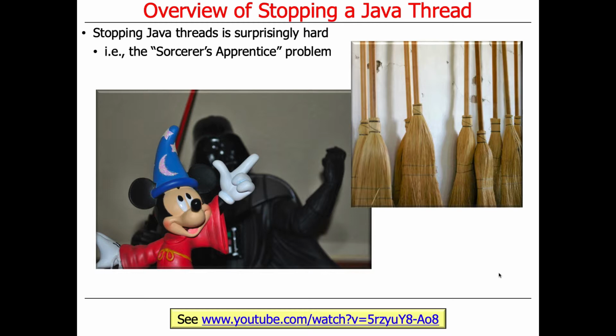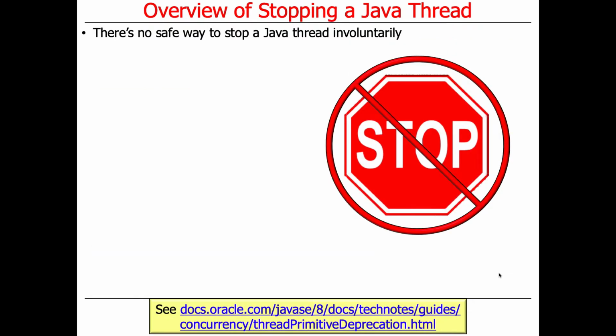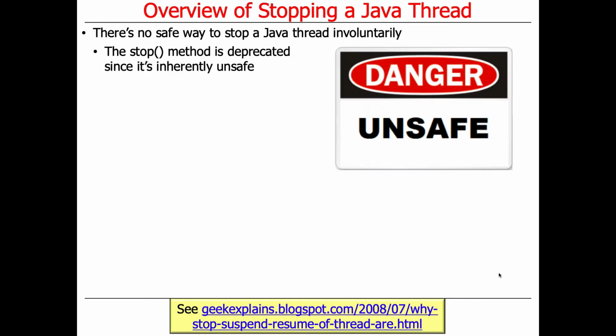So it's easy to start a Java thread, but it's sometimes hard to stop it. Ironically, there is no safe way to stop a Java thread involuntarily. There's a method called stop, but it's been deprecated for like 20 years, though I think it's still lurking around. You're not supposed to use it, and the reason is that it's inherently unsafe.